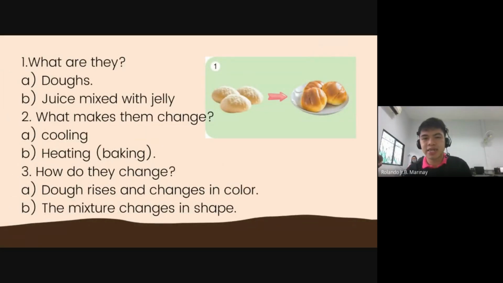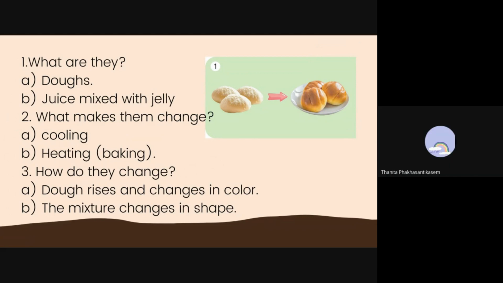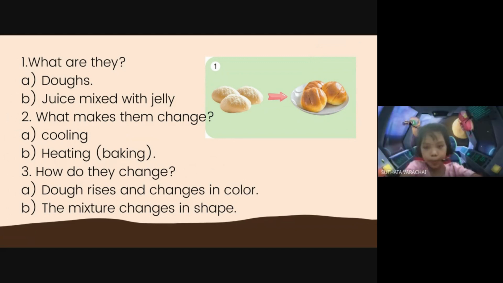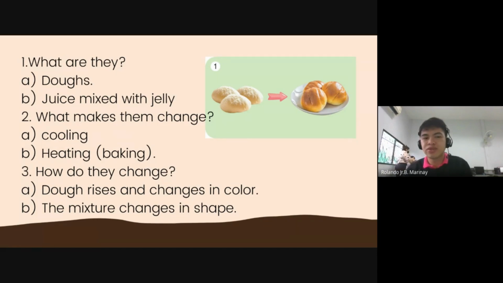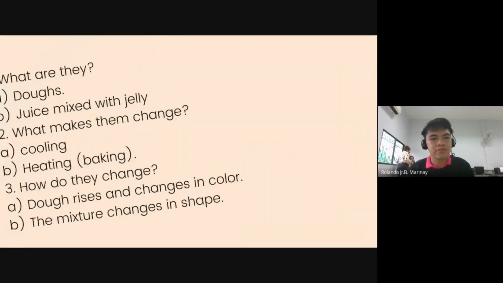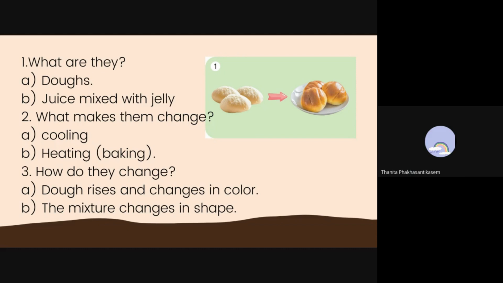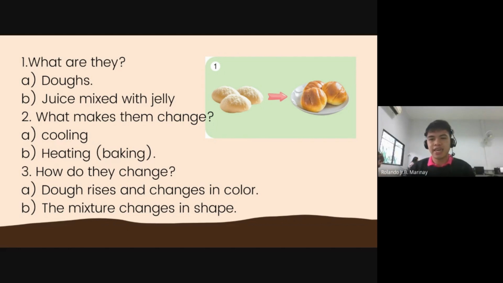Okay, what can you see in the picture? Is it A, dough, B, juice mixed with jelly? A, they are those. Okay, number 2, what makes them change? A, cooling or B, heating? Heating, very good, Lakim. Okay, number 3, how do they change? Is it A, the dough rises and changes in color, or B, the mixture changes in shape? A, very good. The dough rises and changes in color.